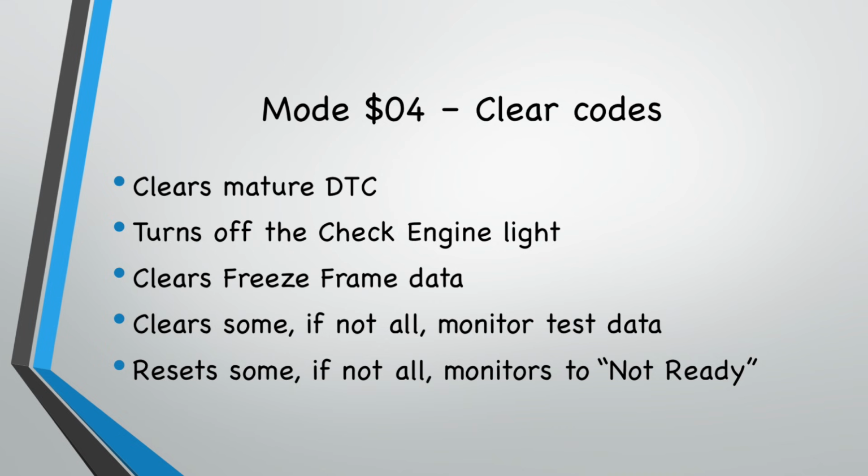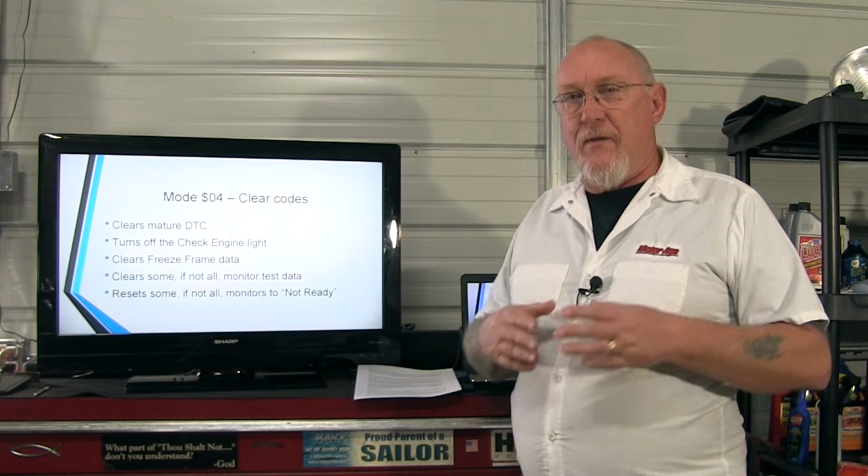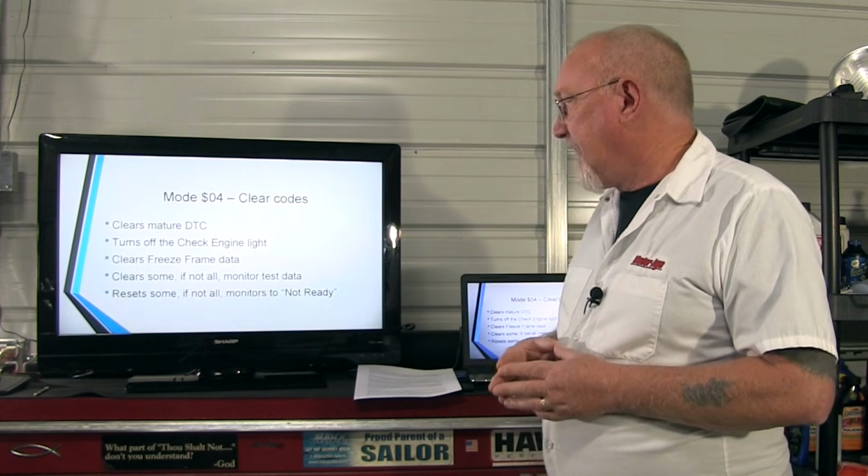Let's move on to mode 4. Mode 4, again, is a very common one that's in use. This is where we go to clear the codes and turn that check engine light off. It's going to clear any mature DTCs that are in history. It's going to turn the engine light off. It's going to clear the freeze frame. In some cases, it may also clear all the monitor tests and set those back to not ready or incomplete, where they have to start from scratch again.